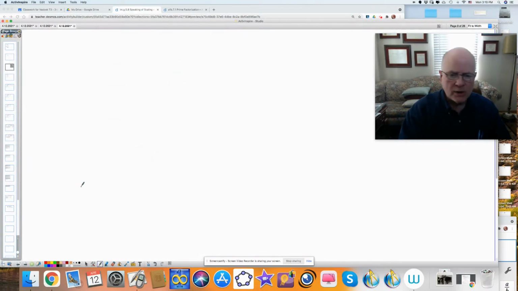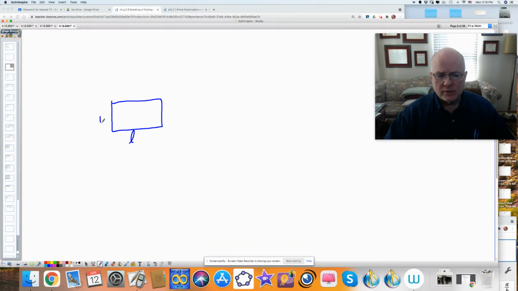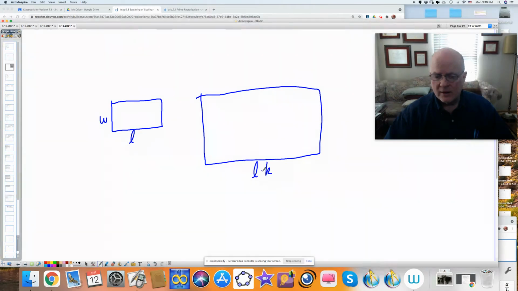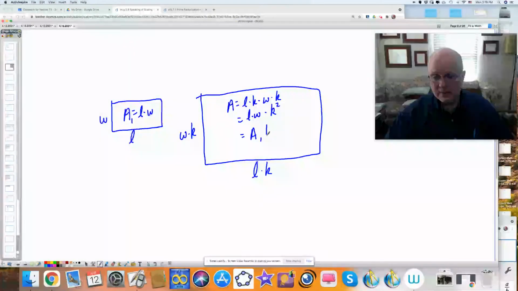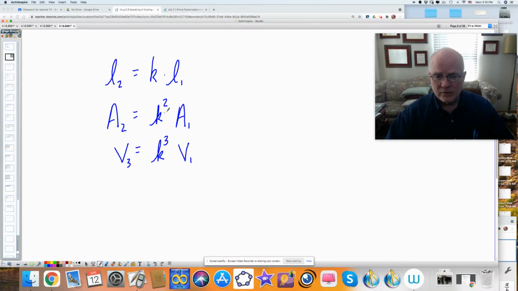Now, why is it that it's k squared? Maybe you remember, if we had a rectangle, it has a length and it has a width. When we scale it up, we're scaling up the length by a factor of k. We're scaling up the width by a factor of k. This original area is length times width. This area is the length times k times the width times k, which is length times width times k squared. And the length times width is my original area times k squared. It's got a length component and a width component that are both being scaled by k. So this is k squared.